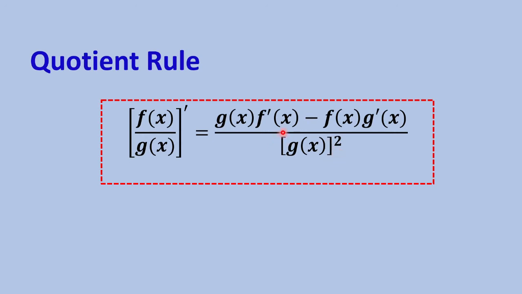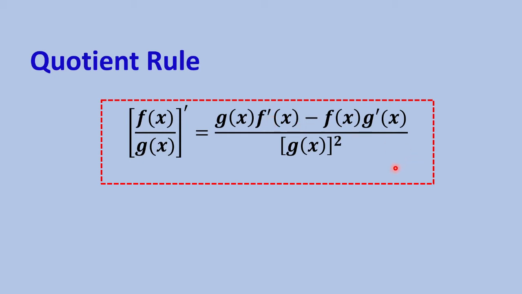So in this case, since multiplication is commutative, we can have f prime of x times g of x minus g prime of x times f of x. But what we cannot do here is to have f of x times g prime of x minus g of x times f prime of x.